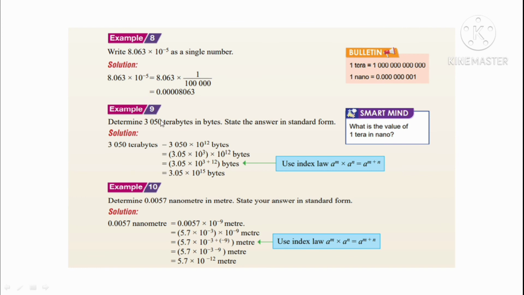For the negative index, it will be 8.063 times 1 over 100,000, and it will produce 0.000863.